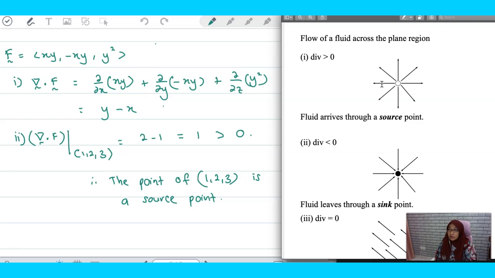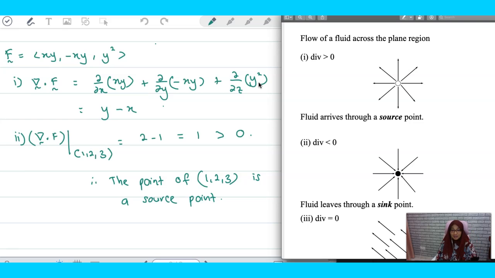Which means that, because the question just now says that we have the fluid flow, the points 1, 2, 3 become the source point. Just like you imagine you have a water tap, and you open the water tap and the water comes out. So that water tap is called the source point, because water is coming out from the water tap.